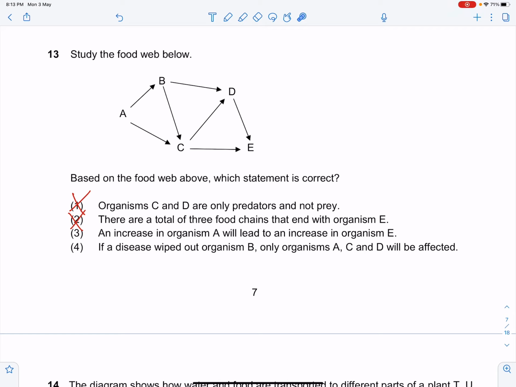Alright, for 4: if a disease wiped out organism B, only A, C, and D will be affected.